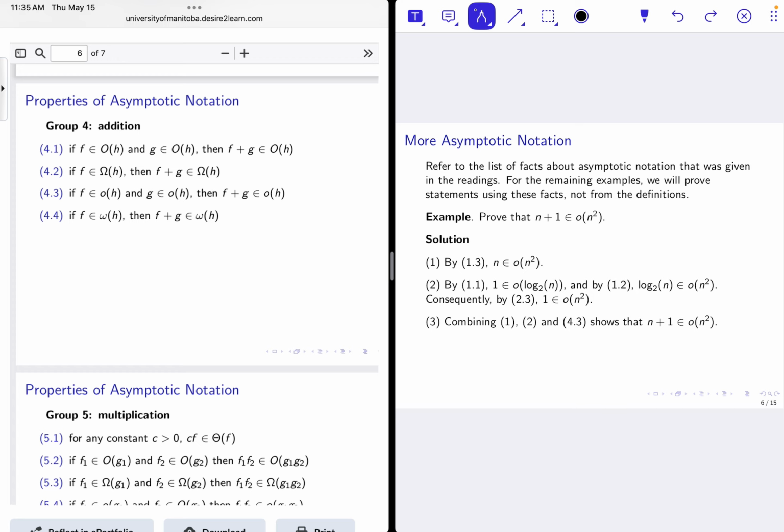Just a note on notation. I was talking about how 1 is in little o of whatever. When I say stuff like that, I'm not talking about the number 1, but rather the function that takes an input n and just returns 1 for any input, a constant function.